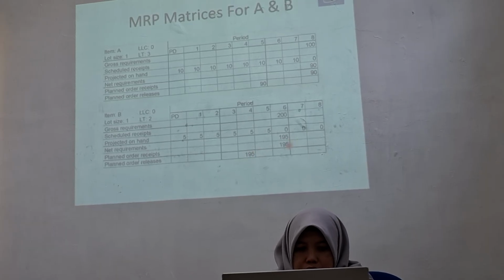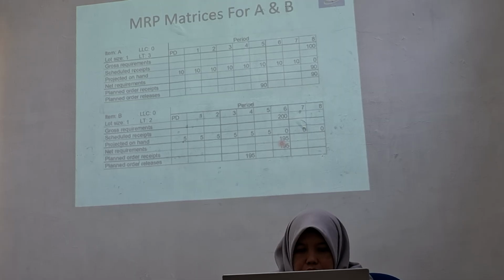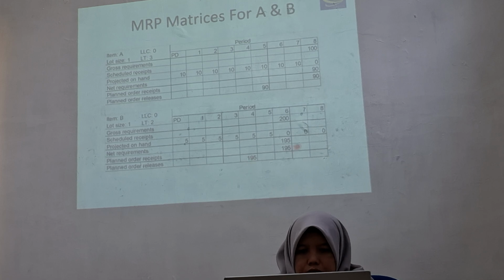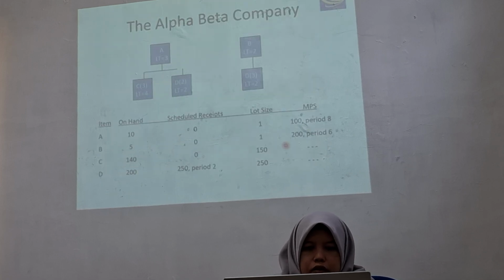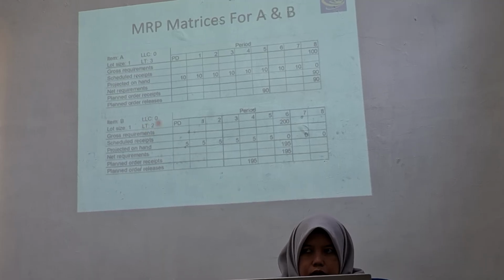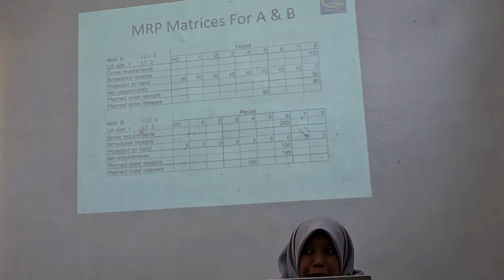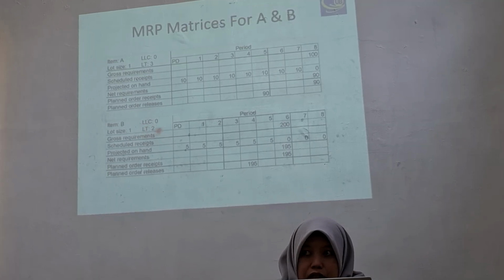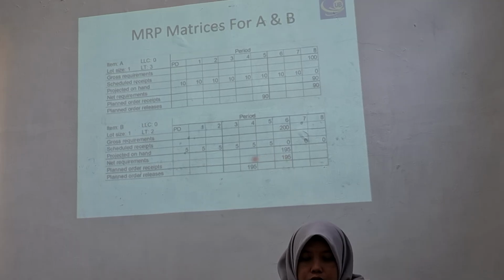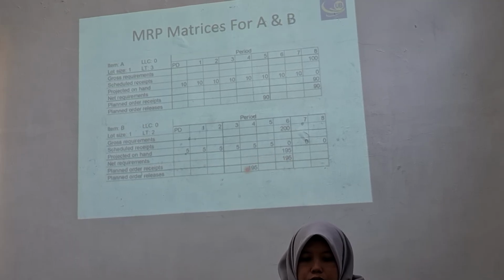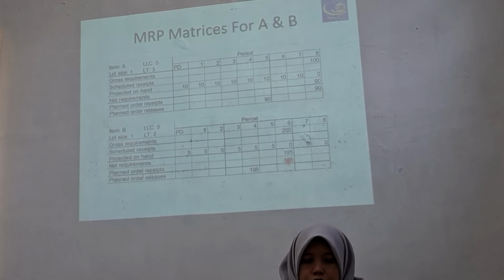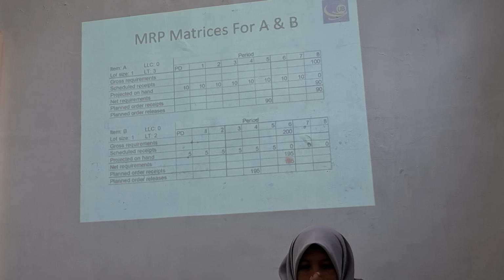Okay, it is okay for receipt. You must receive 195 in period 6, so you must release the planned order two weeks before. What is the information? LT, lead time. Okay, so backward two weeks. Before that we have to release the order of 195, and then we receive 195 in week 6.